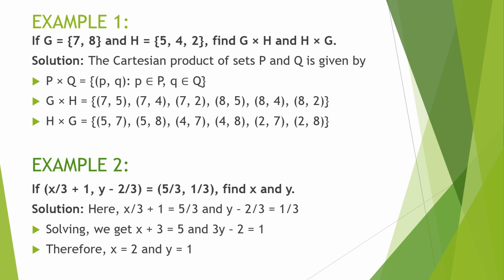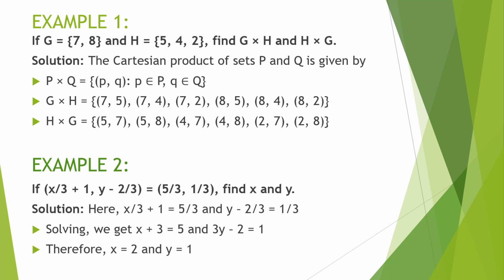First example: if G has elements 7, 8 and H has elements 5, 4 and 2, then find G cross H and H cross G. Now you know that if you have sets P and Q, then the Cartesian product P cross Q has ordered pairs of the type (p, q). So for G cross H, the first element you have to take from G. When you take 7 from G, from H you have which possibilities? (7, 5), (7, 4) and (7, 2). Same way (8, 5), (8, 4) and (8, 2). Similarly H cross G.